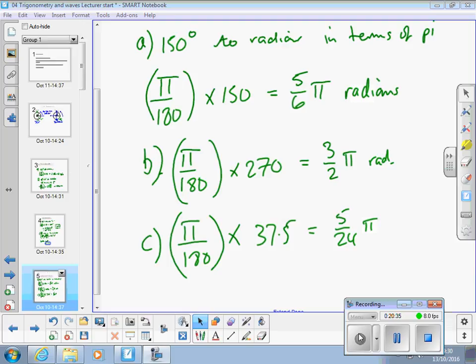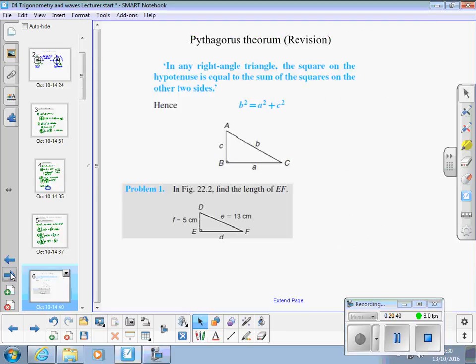Alright, so let's move on, if everybody's happy. We're going to do a little bit of revision of something that you may well have done at school, in BTEC, or might have been years ago: Pythagoras' theorem. In any right angle triangle, the square on the hypotenuse, the hypotenuse is the side opposite the right angle, another way is to say that's the longest side of the three, is equal to the sum of the squares on the other two sides.